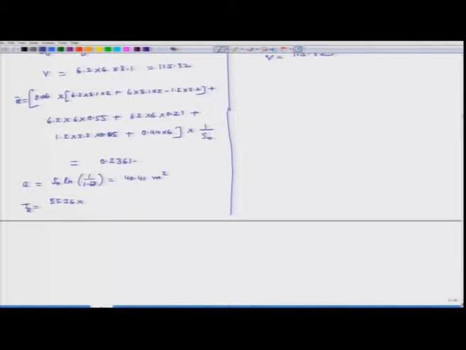So, my reverb time in this case comes out to be 55.26 times 115.32 divided by 343.8 times 40.41, and that is equal to 0.459 seconds. Okay. So, this is my reverb time.